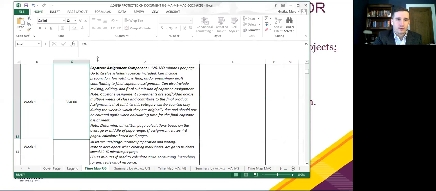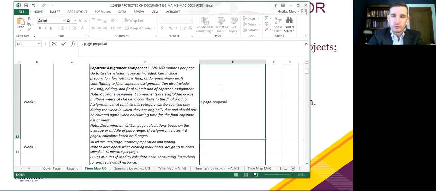So we're going to take this off for the moment. Also, as we've said before, when there's a range of times like 120 to 180 minutes, if you don't have a strong justification to go lower or higher, we ask that you use the median value. So in this case, this would be a 2-page proposal at 150 minutes per page.